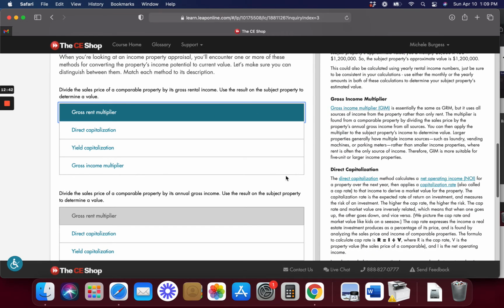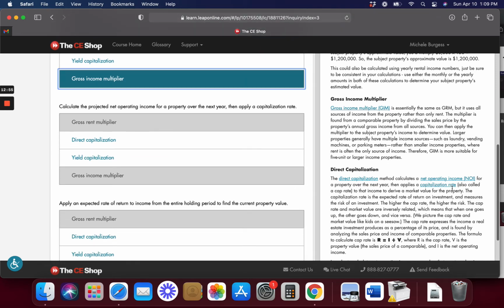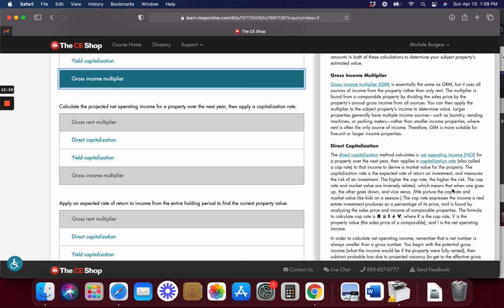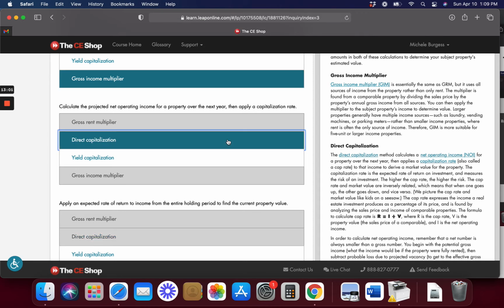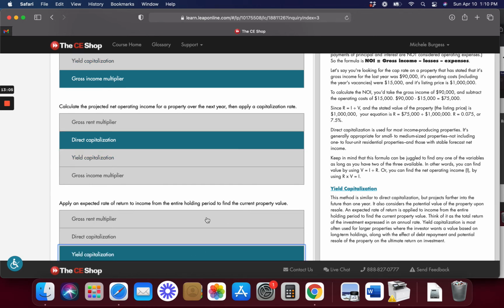What's the next one? Divide the sales price of a comparable by the annual gross GIM. Calculate the net operating income. Direct capitalization. I would never be able to do this without my little notes over here.